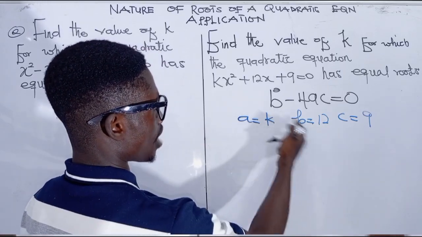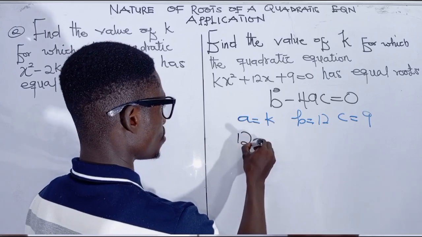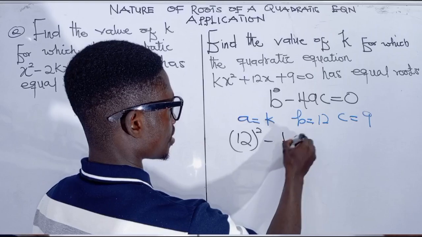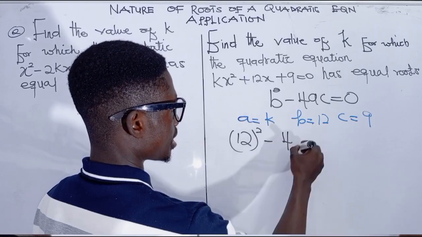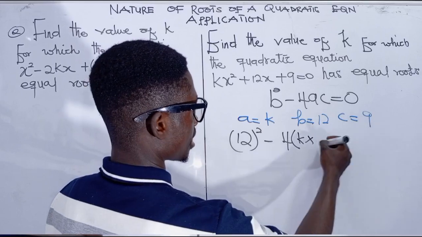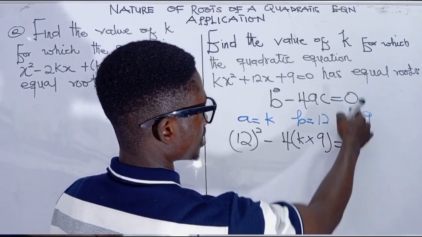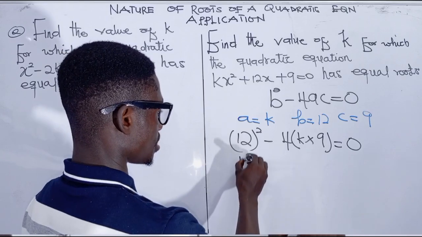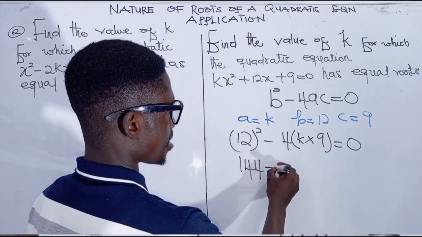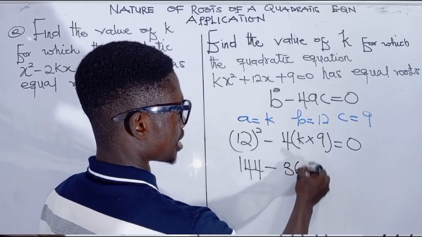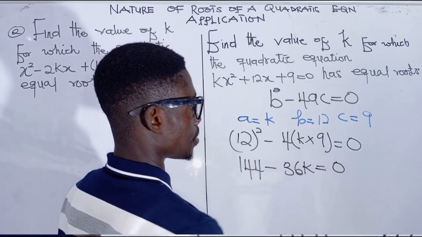So we have b squared, our b is 12. So we have 12 all squared minus 4, our a is k. So we have times k. And then our c is 9. So we have times 9. And all of this is equal to what? 0. This will give us 144 minus 36k, and all of this is equal to 0.